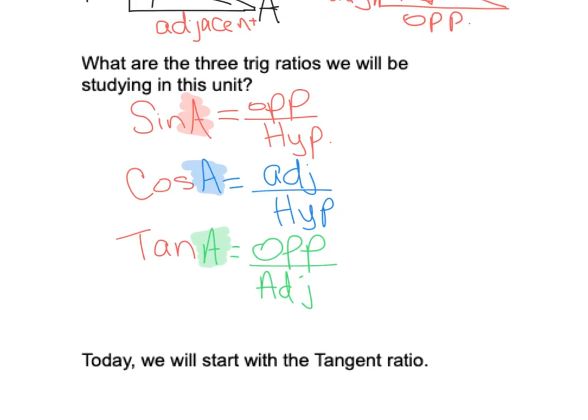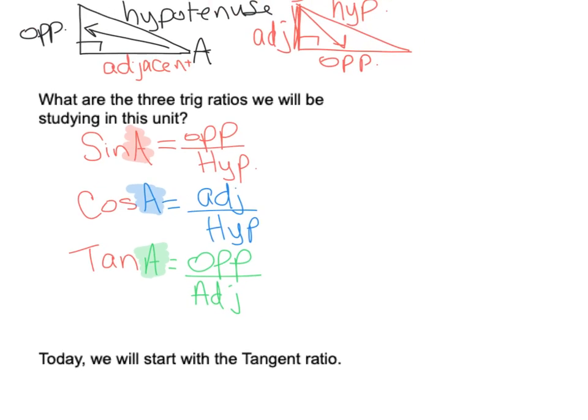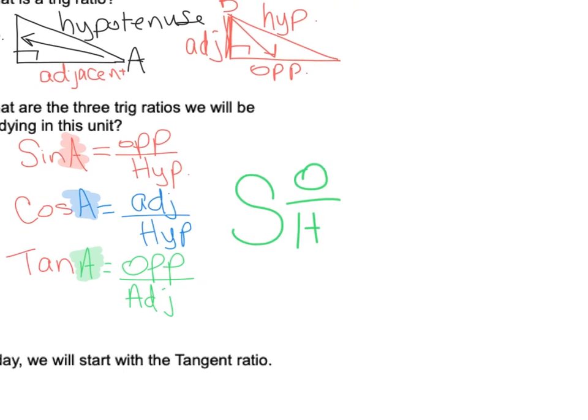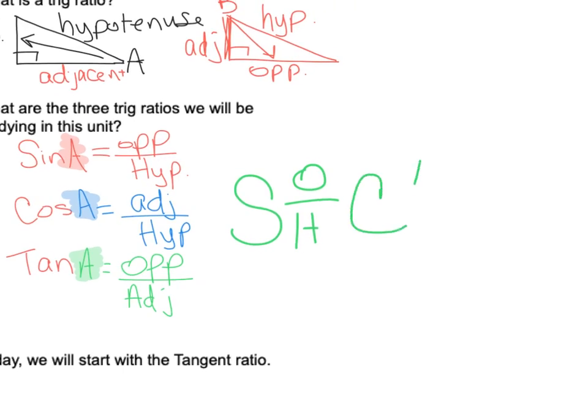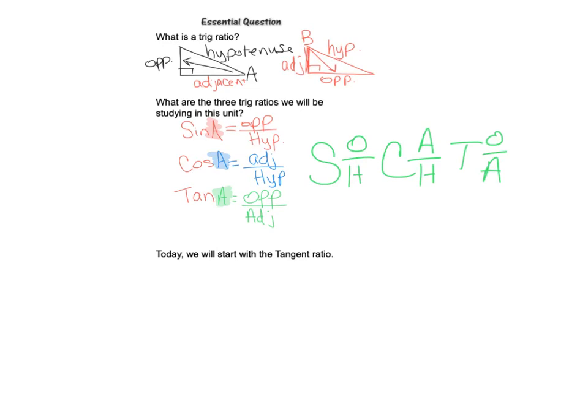And quite often, you might have heard of this abbreviation before. It's called SOHCAHTOA, which would indicate S is the opposite over the hypotenuse. Cosine, which would be C, is the adjacent over the hypotenuse. And TOA is the tangent, which is the opposite over adjacent. And that's just another way to help you remember which side lengths go with which trig ratio. We call it SOHCAHTOA. So today we're just going to start with the tangent ratio.